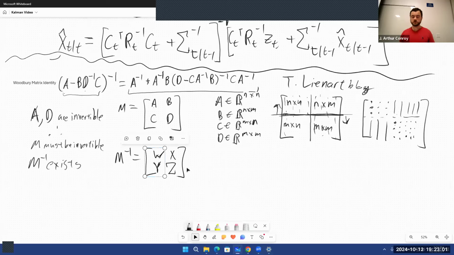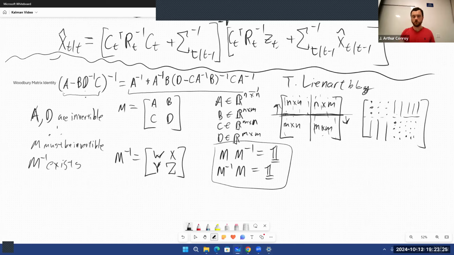So we're going to use the fact that M times M inverse is equal to the identity matrix, and that M inverse times M is equal to the identity matrix. But our overall goal will be to get rid of all these W's, X's, Y's, and Z's when we finally have equations from these relationships in order to get a matrix identity that will tell us useful information about how A and D can be inverted.